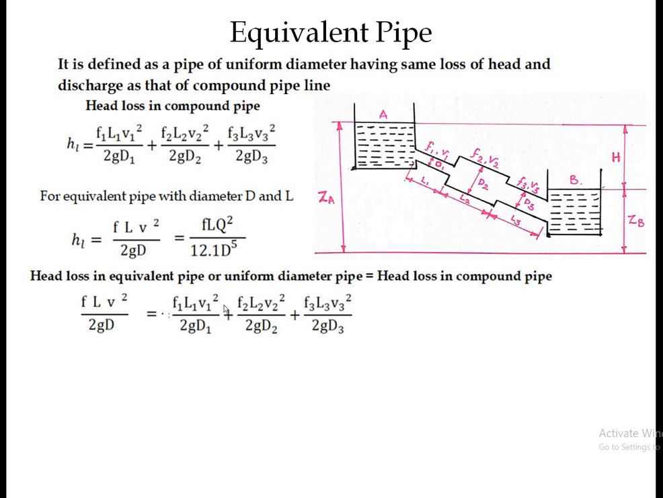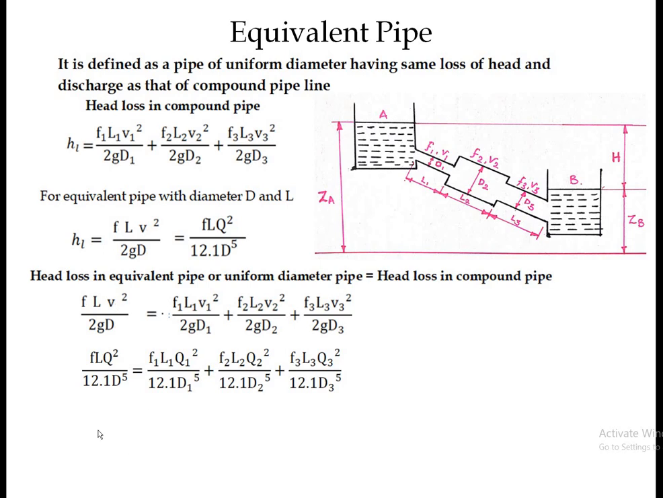Now I will write this equation in terms of discharge. So this becomes f L Q square upon 12.1 d raised to 5 equals f1 L1 Q1 square upon 12.1 d1 raised to 5 plus f2 L2 Q2 square upon 12.1 d2 raised to 5 plus f3 L3 Q3 square upon 12.1 d3 raised to 5. Here again we know that when pipes are connected in series, as already discussed, due to the continuity equation, Q1 equals Q2 equals Q3. So the discharge through pipe 1 equals the discharge through pipe 2 equals the discharge through pipe 3.